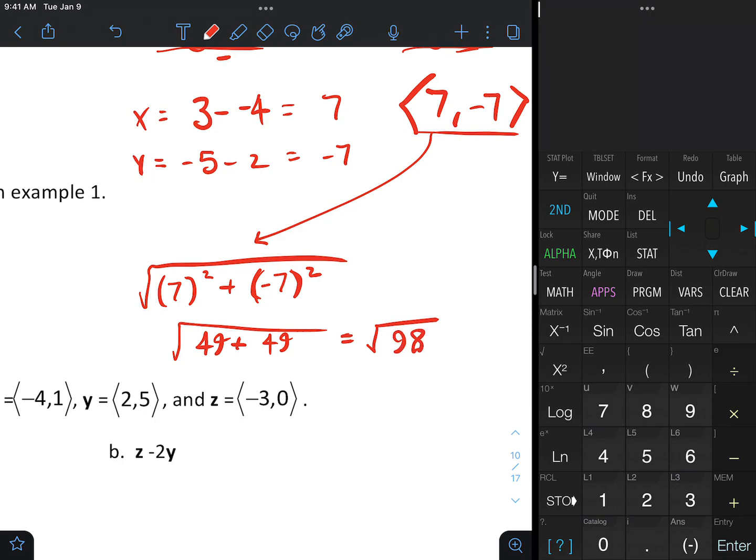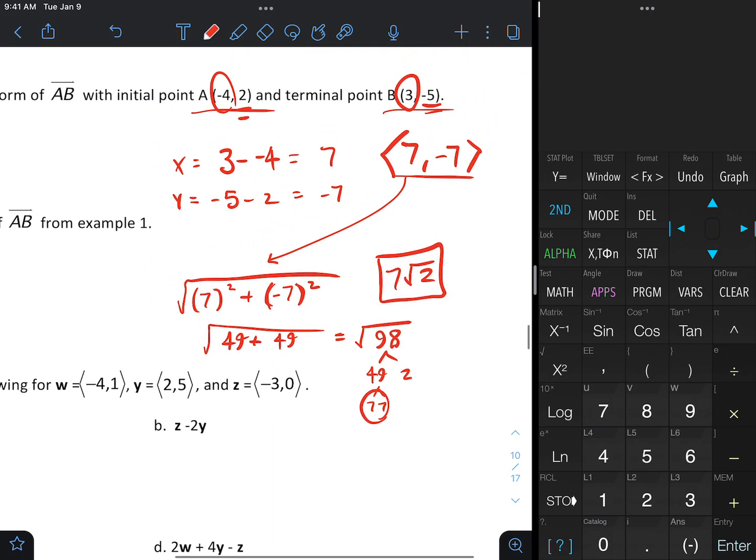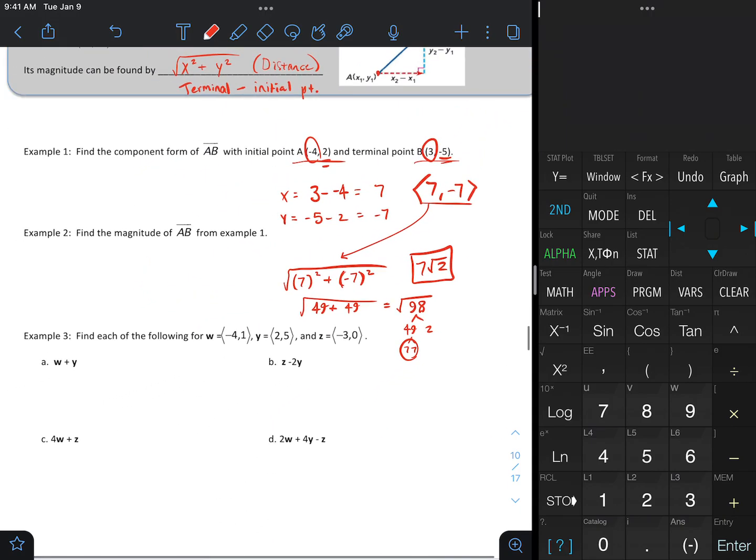All right, we're going to get 98 when we simplify, and then we can break that down. That's 49 times 2, and then 7 and 7. So simplified radical form, which is how you're going to leave most of your answers, is going to look like 7 square root of 2. So that is the magnitude of that vector in component form. Now, you can do a lot of different things with vectors when they're in component form. We'll apply this a little bit in the lesson tomorrow, but for these first few, we're just going to add and subtract and maybe scale them a little bit.